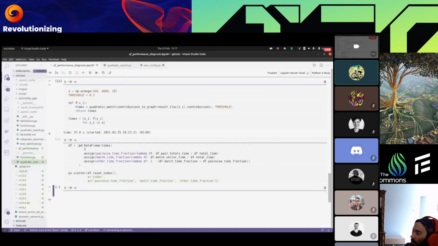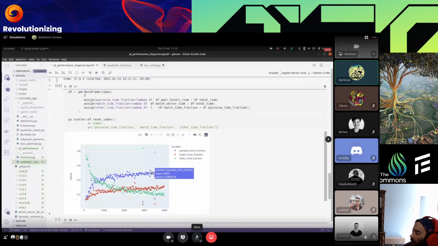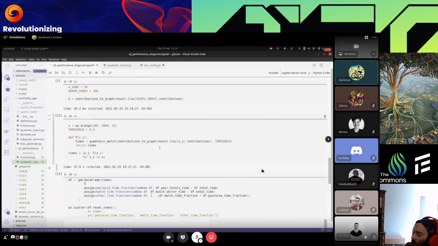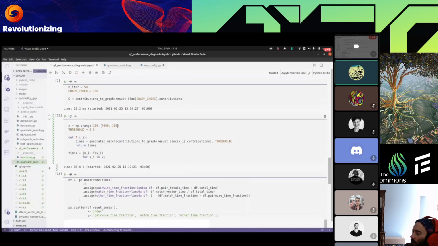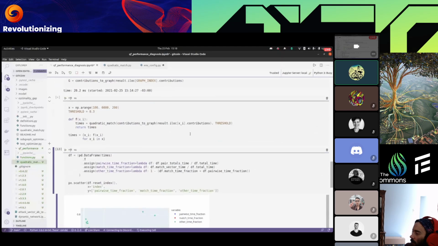I should have increased that. Oh, theory of truth. Wow. So the pairwise keeps increasing. I'm going to increase here so that we could go to 6000. Actually, I'm going to do 200 here because it's going to be quicker.